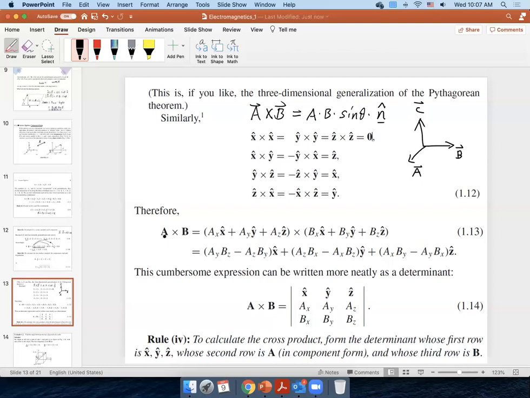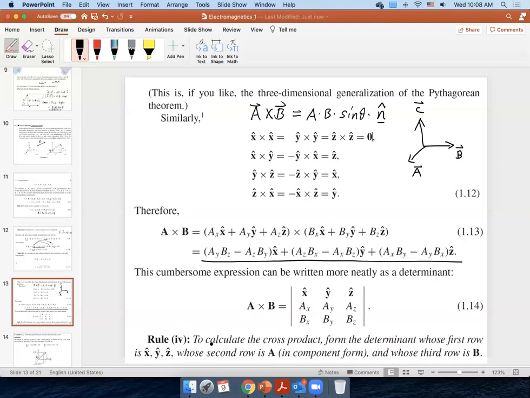Therefore, if you use A cross B, you write them into component format, and this is the component format for B. And then A cross B equals a complicated expression. It's difficult to remember. Maybe a neater way to remember it is shown here: A cross B equals the determinant of x, y, z hat, AX, AY, AZ, BX, BY, BZ. This is rule number 4.